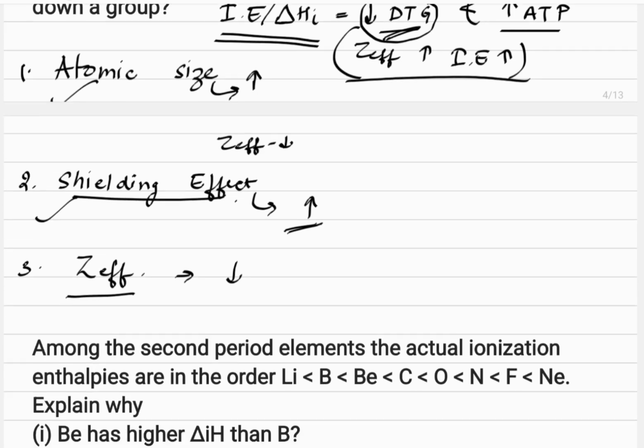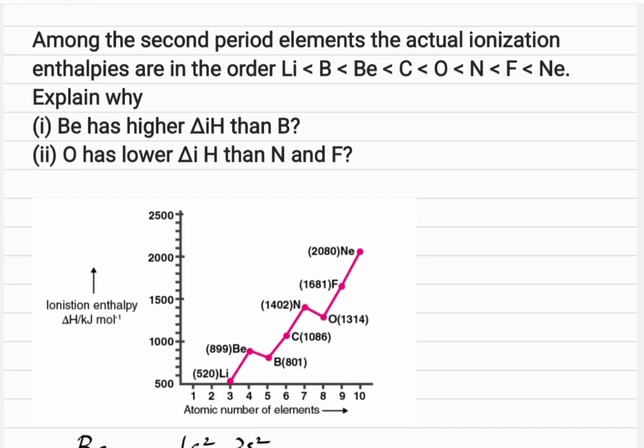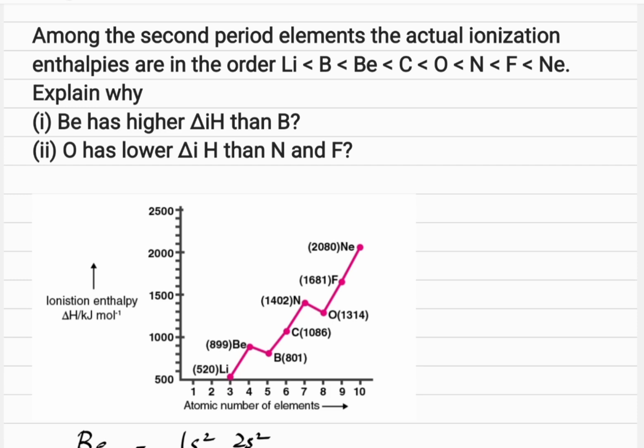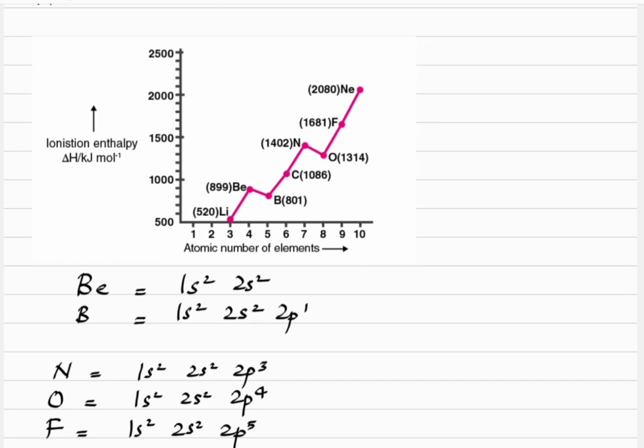All right, moving on to the next question. The next question is, among the second period elements, the actual ionization enthalpy are in this order. Explain why beryllium has higher ionization energy than boron, and oxygen has lower ionization energy than nitrogen and fluorine. A graph may or may not be given in this question.